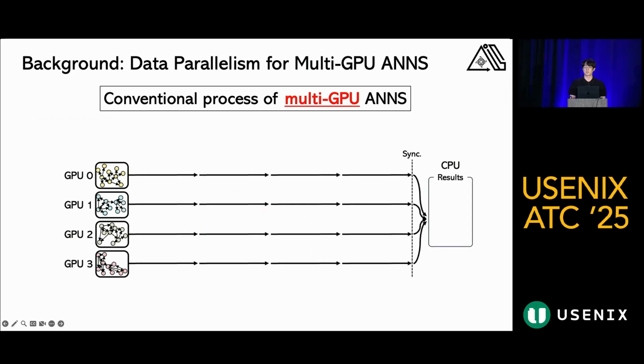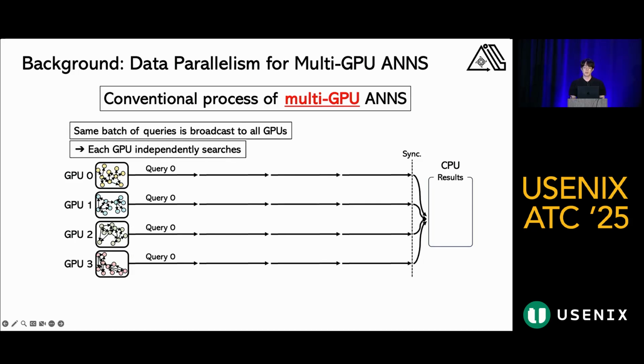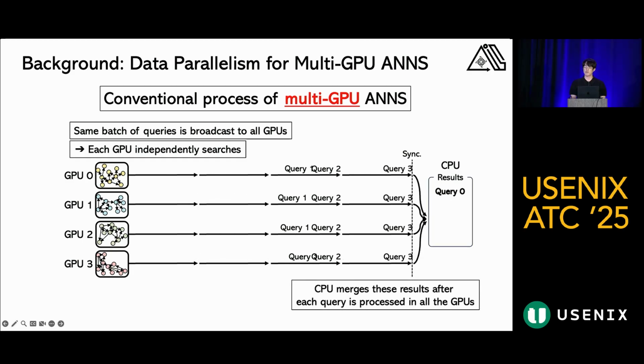To summarize, I'll explain how data parallelism works when processing multiple queries on a conventional multi-GPU system. In this setup, the same batch of queries is broadcast to all GPUs, and each GPU independently searches within its own shard. In the same way, queries 1, 2, and 3 are processed sequentially. The CPU merges the results after searching all of the queries on all of the GPUs.